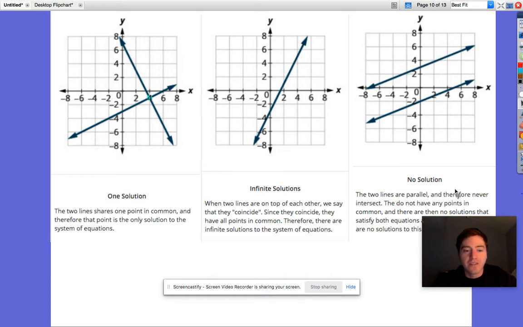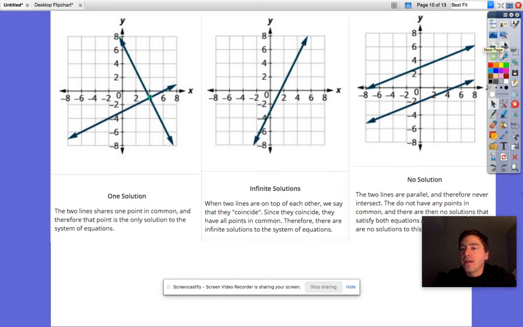So, of course, on a graph, these are already in your notes. So you know what this looks like. One solution just means they cross once. Infinite solutions means they coincide or they're the same line. They're on top of each other. And no solutions means we have two parallel lines that are separate. Of course, parallel lines do not touch.